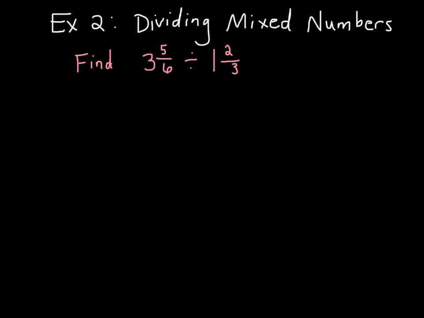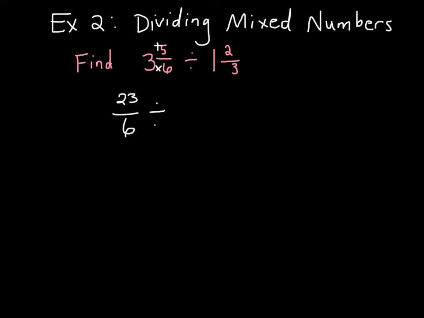In example 2, we're going to be dividing two mixed numbers together, so we're going to follow all those same steps that we did in example 1. And so the first thing is to turn any mixed numbers into improper fractions. And this first one is 3 5/6. So we're going to do 6 times 3, which is 18, plus 5, which is 23. So we're going to have 23/6 here.